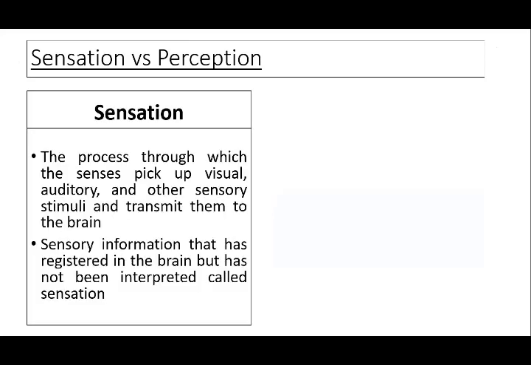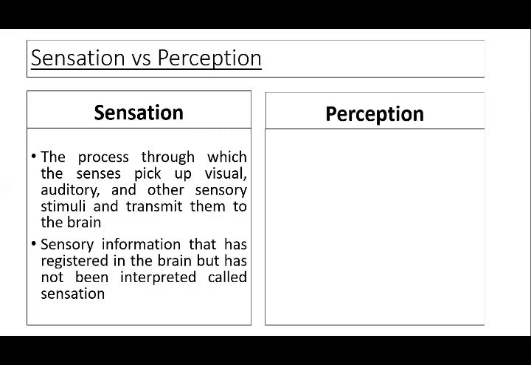Sensation is a process through which our senses pick up visual, auditory, and other sensory stimuli and then transmit them to the brain. This sensory information is registered in your brain but has not been interpreted. This is very important, a fundamental difference. Your brain accepts the information, but your brain has not yet put a label on it, on which category it belongs to, in which category your brain will place this information in future, and what the meaning of that information is in simple words.